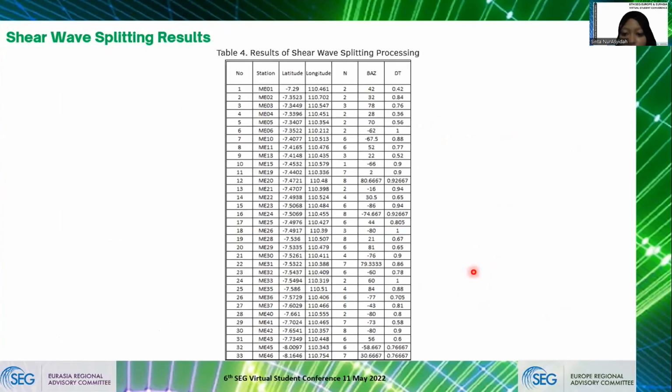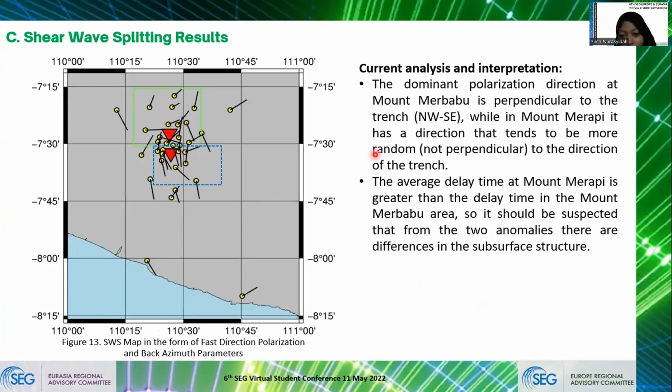The result of the S wave splitting method processing are back azimuth parameter, which indicates the direction of polarization, and delay time, as shown in the following table. N is the number of events, and back azimuth and delay time values are the average value of the events used at each station. The aim of the research is to interpret and analyze the result of parameters obtained in the form of fast direction polarization and time delay by correlating geological features and previous research at the research location.